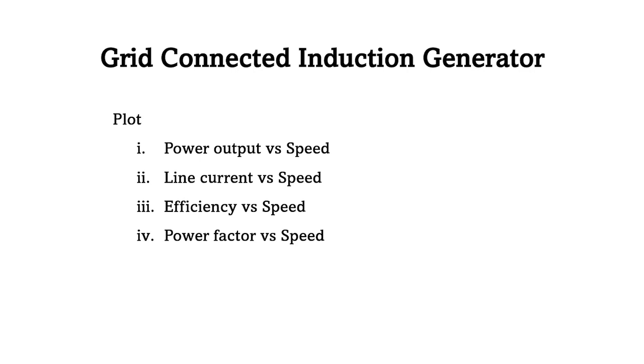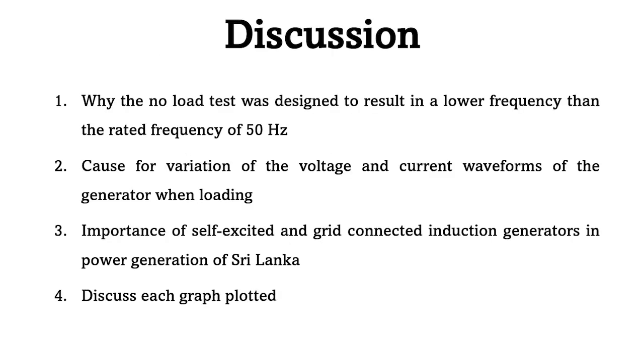For the grid-connected induction generator, you have to plot 4 curves. They are power output versus speed, line current versus speed, efficiency versus speed, and power factor versus speed. Further, you have to discuss the given 4 questions under the discussion.